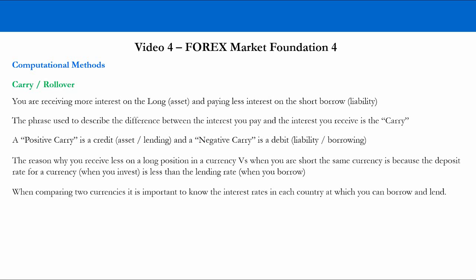So the phrase that we use, and this is where it comes from, the phrase that we use to describe the difference between what you're receiving and what you're paying out is the carry. And a positive carry is making money, so making a profit between the two. So the net effect is that you get a credit to your trading account. And a debit is termed a negative carry. So if you're basically paying out more on the short currency than you're receiving on the long currency.